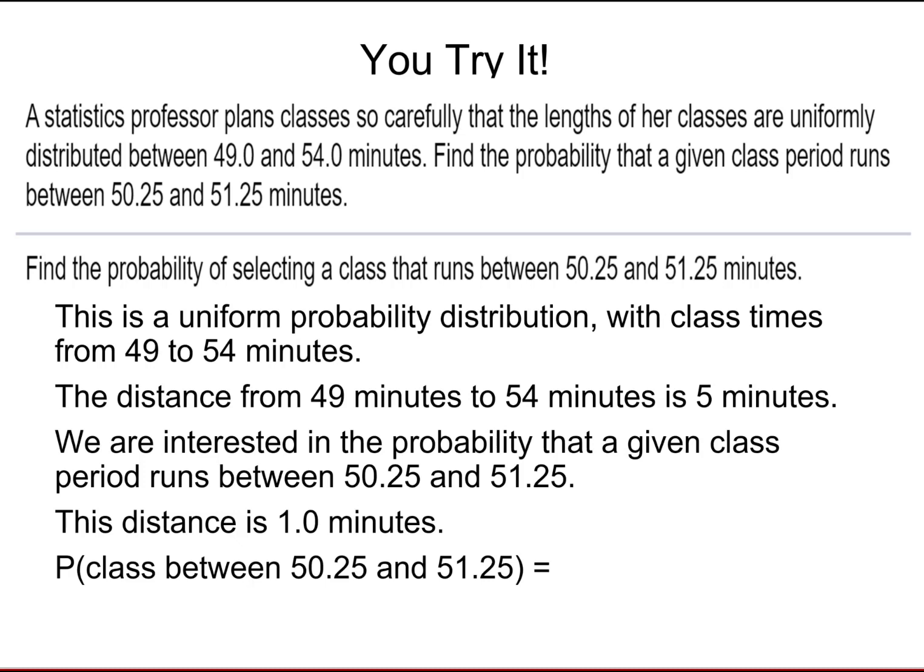So the probability that a class lasts between 50.25 and 51.25 is going to be, in the numerator, the distance between those 2 times we're interested in, which is 1 minute, divided by the range, which is 5. So the probability that her class lasts between 50.25 and 51.25 minutes is 0.2.